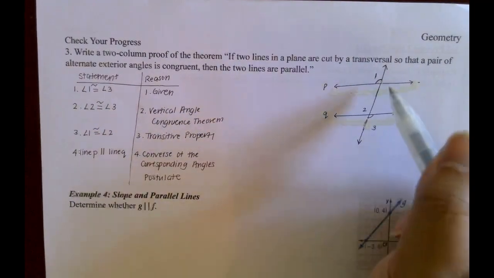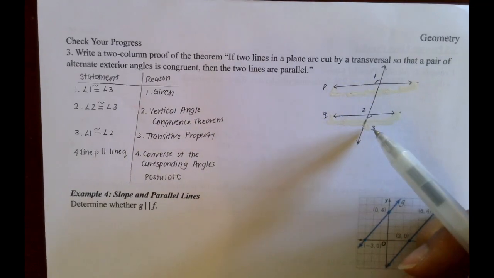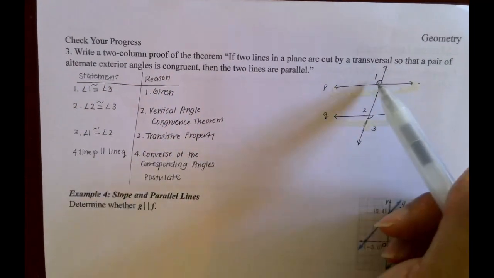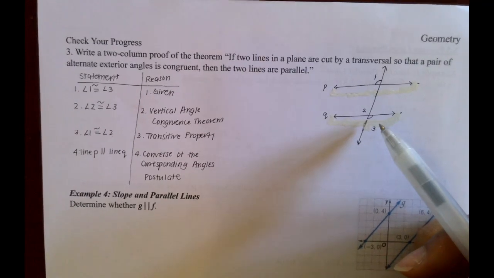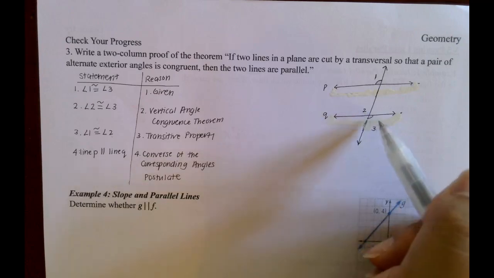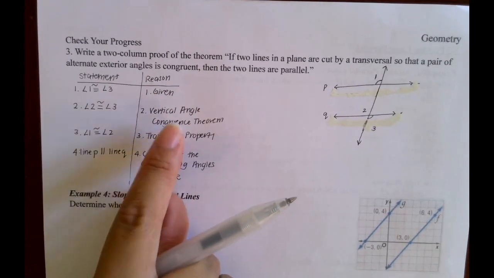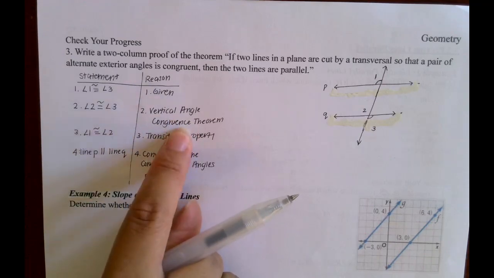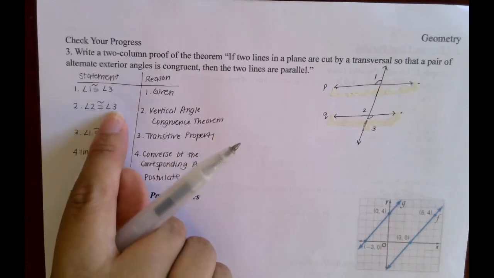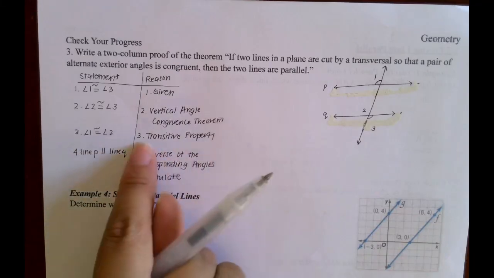So here, I just named some angles with some numbers. I started with angle 1 is congruent to angle 3, because that's my hypothesis, the if part, it's given to me. Then, with this angle, I named it angle 2, and angle 2 and angle 3 are congruent. We know that because they're vertical angles, and the vertical angle congruence theorem tells me that they're congruent. So if angle 1 is congruent to angle 3 and angle 2 is also congruent to angle 3, I can say that angle 1 and 2 are congruent using the transitive property.